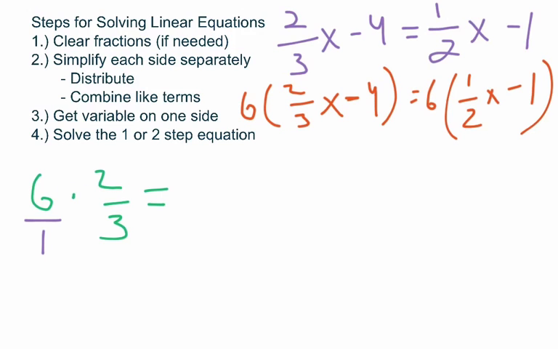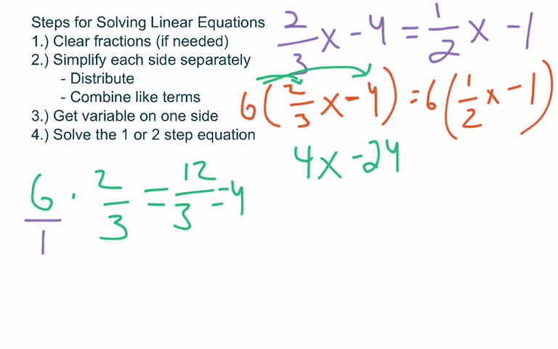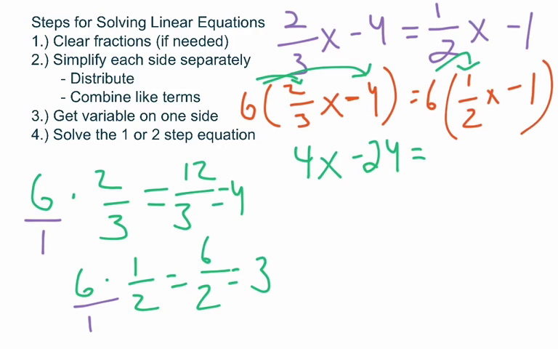So 6 times 2 is 12, and 1 times 3 is 3. And 12 divided by 3 is 4. So when I go to do that multiplication, I just get 4. And then 6 times -4 is -24. Same thing over here, 6 times 1/2. Well, again, that's going to be 6/1. 6 times 1 is 6, 1 times 2 is 2, and 6 divided by 2 is 3.